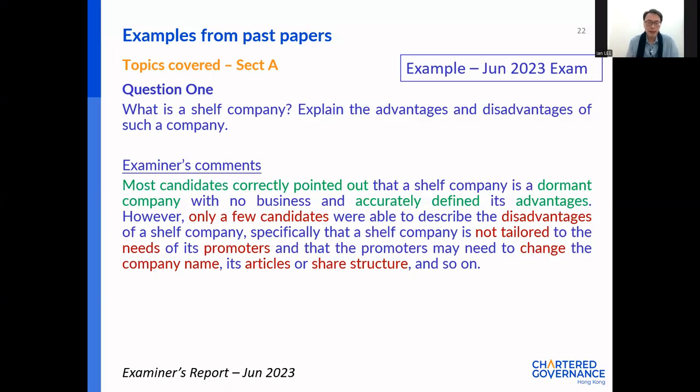So that's the reason why they say it's a slight disadvantage. Well, it is a disadvantage because you need to make changes. Same with share structure, but I guess that's what happens when you buy a ready-made or ready registered shelf company.